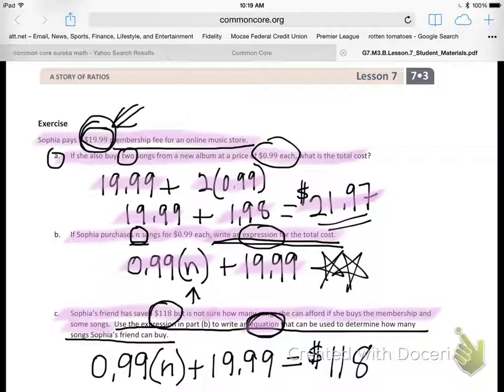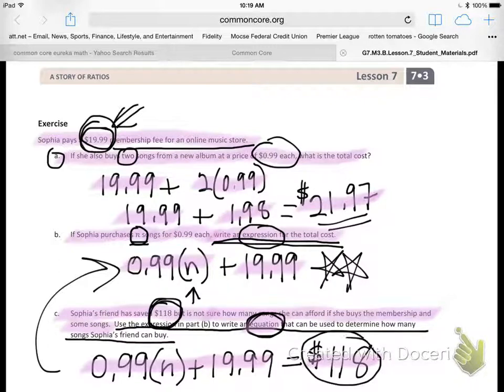And as you can see, that was another simple task. What we have done, we've just combined the two elements. We have our expression right here, which came from B, and we have our total, which came from this problem right here. We know she has $118. The idea is how much can this $118, or how many songs could it buy? Because these two sides have to be equal. So that's our equation.